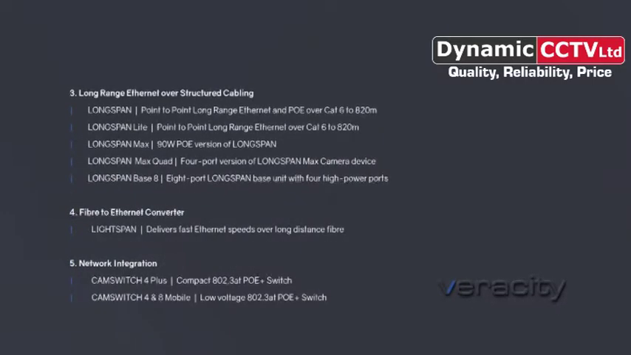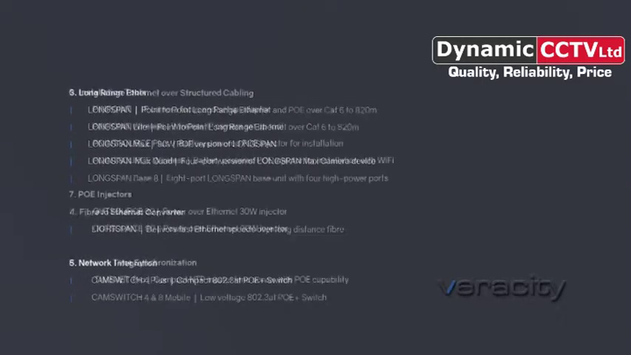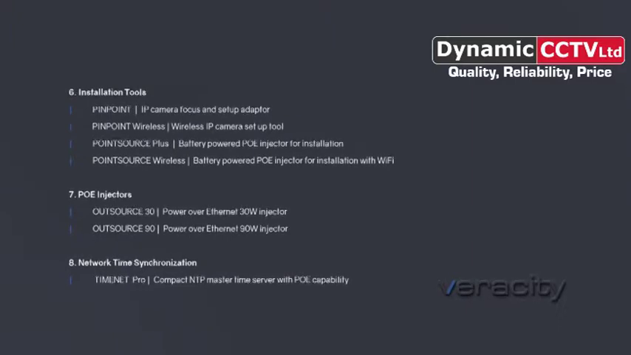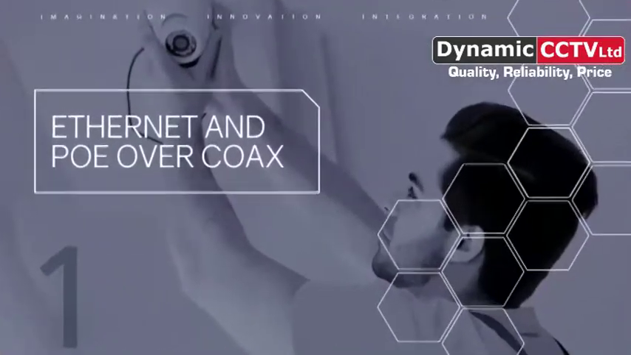Range, as I say, Ethernet over coax, Ethernet over Ethernet, Ethernet long distance, 820 meters, for example, on Cat6 with PoE. Fiber to Ethernet converters. We do a range of switches, which are all pretty much designed for our industry. We do installation tools, PoE injectors, Rackmounts, etc., as well as our NTP servers. So without further ado, let's go into the first set, which is Ethernet and PoE over coax.